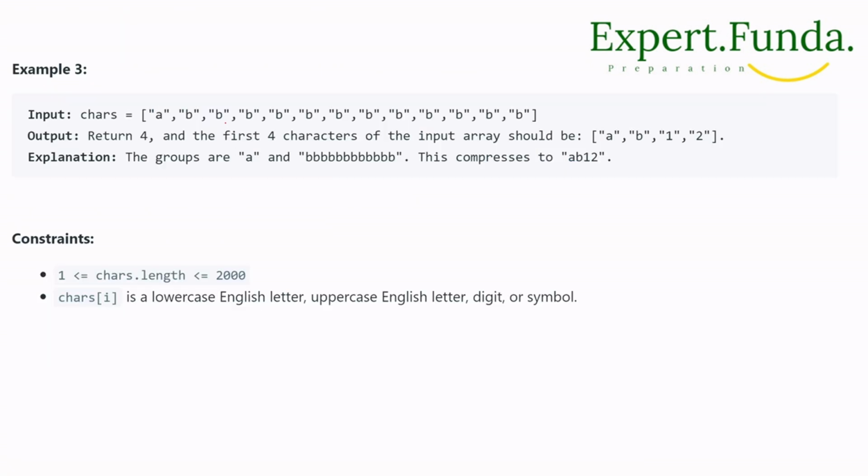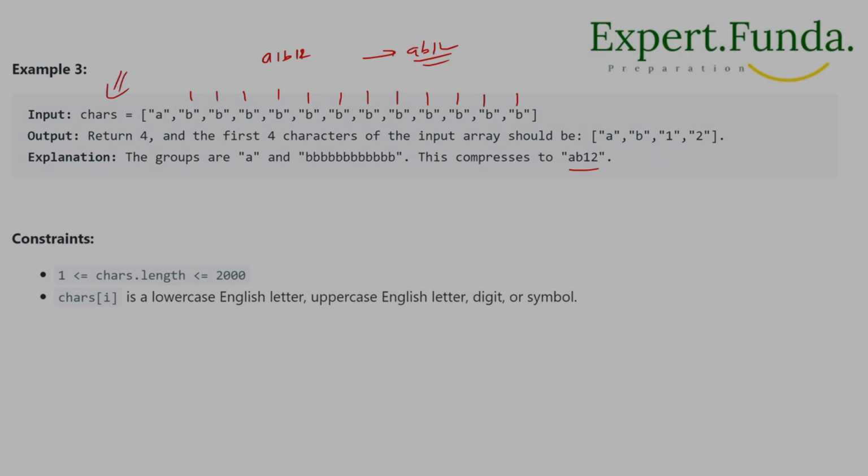Next we have example 3, in which we have a one time, and b we have 1 2 3 4 5 6 7 8 9 10 11 12 times. So it is a1 b12, sorry, we have 12 b's, so it will become ab12. Okay, so the group will become like this. Let's go.